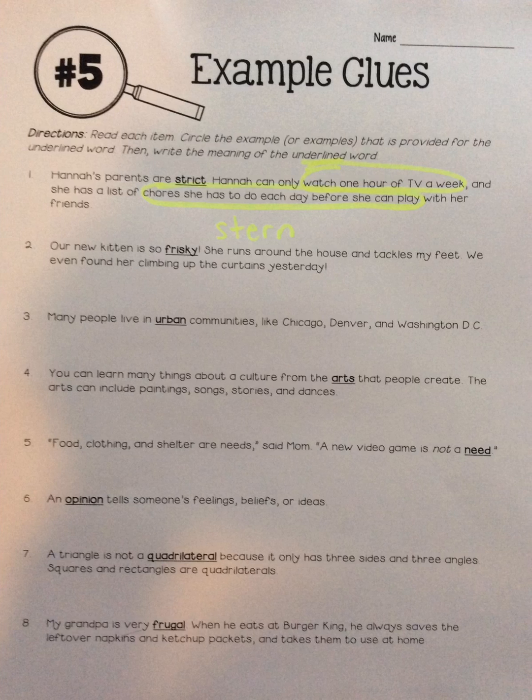Now, you might have used other words, like maybe you said that her parents are inflexible, because they're not going to change from that. They're saying you have to do this and this before you can do this. They're not being flexible, so they're being inflexible. You might have picked that as your word. There would be lots of different words that you could have written for the meaning of strict.